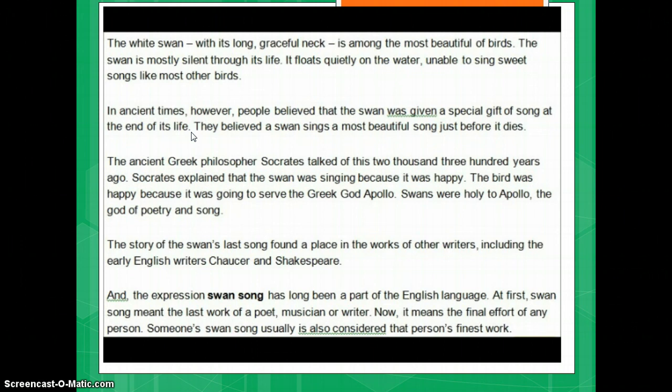At first, swan song meant the last work of a poet, musician, or writer. Now, it means the final effort of any person. Someone's swan song usually is also considered that person's finest work.